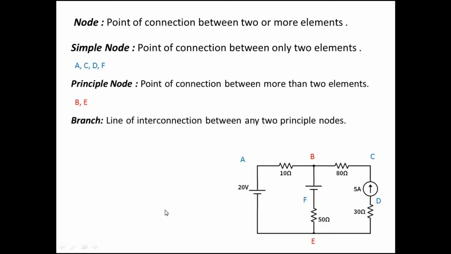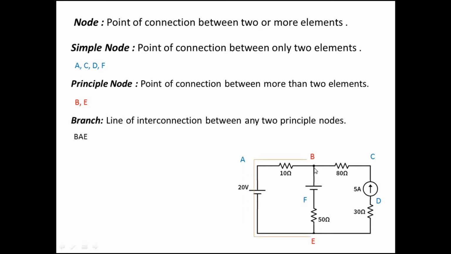And next is a branch. A branch means a line of interconnection between any two principal nodes. The possible interconnection between any two principal nodes is called a branch. So here the principal nodes are B and E. One possible interconnection is this part, starting from here and ending here. This line interconnection, this part, is called a branch, BAE.